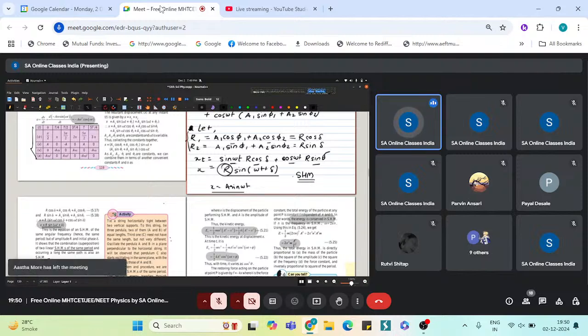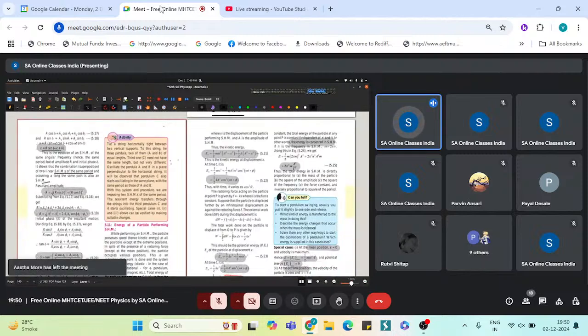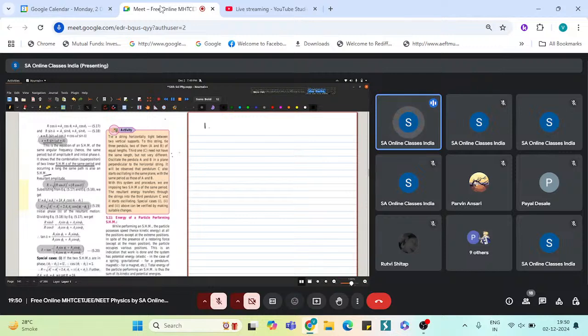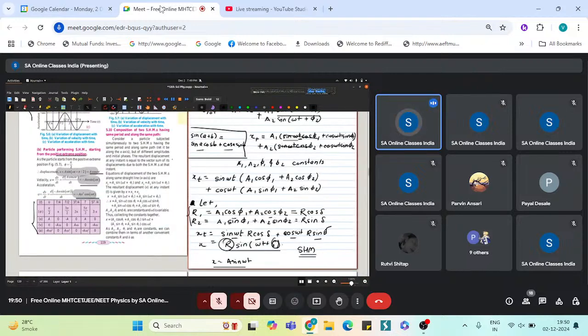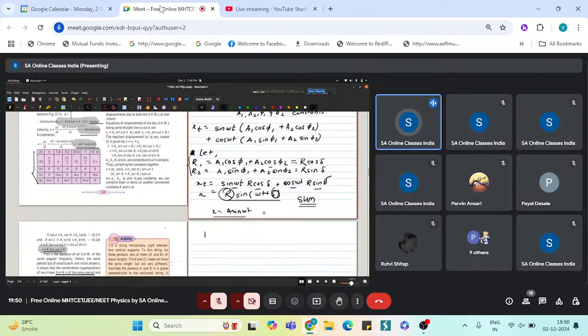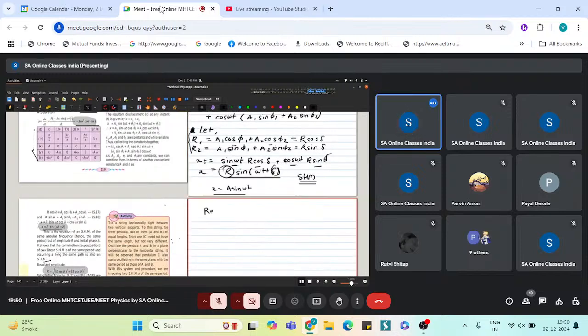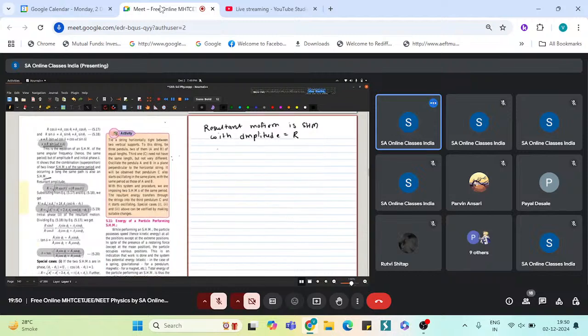The resultant motion, we now know, is SHM, and now we can go ahead and find out R. And also delta is now the phase difference in the resultant SHM. So I'll just write this down. Resultant motion is also SHM with amplitude equal to R, and phase difference equal to delta.